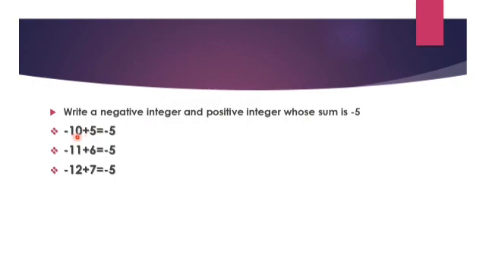-10 plus 5. How can I add -10 plus 5? Subtract the numbers and put the sign of the bigger number. 10 minus 5 is 5, and the bigger number is 10. The sign of the bigger number is negative. We get the answer as -5.